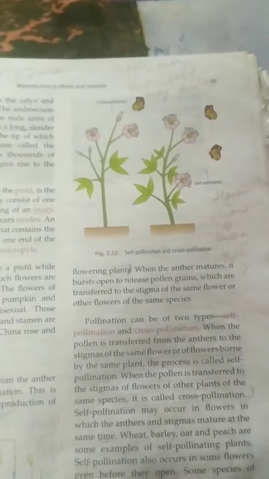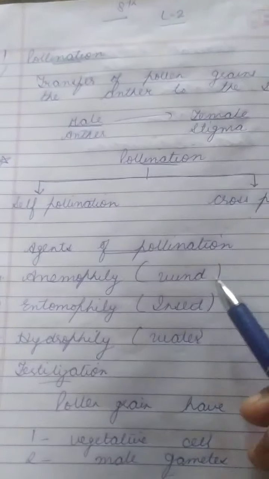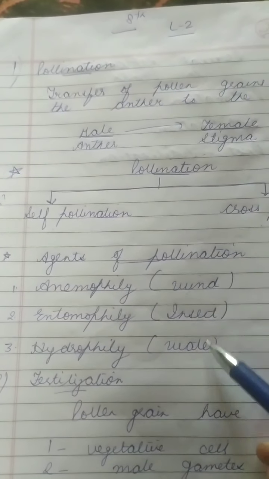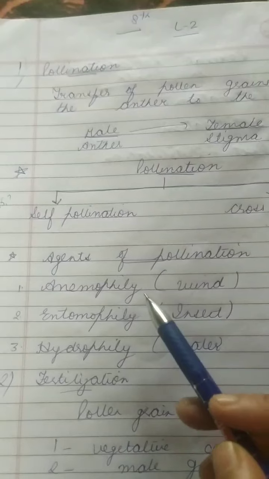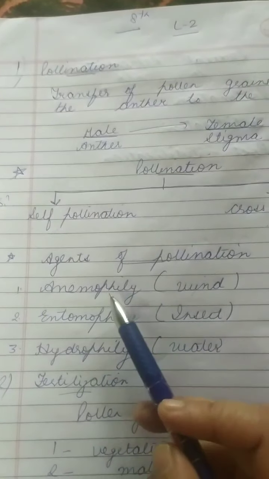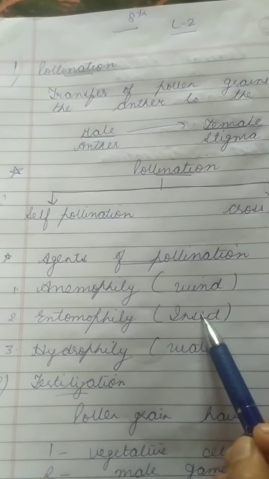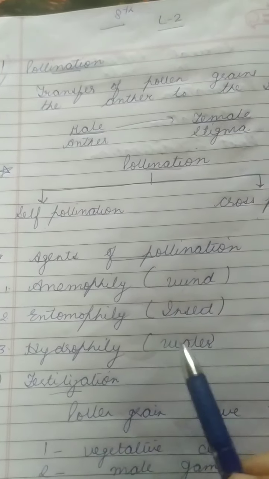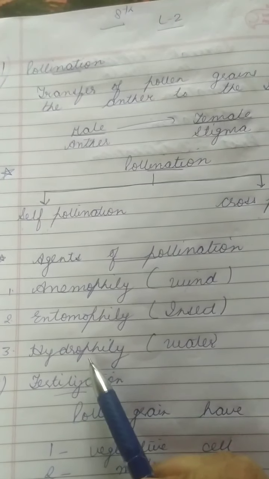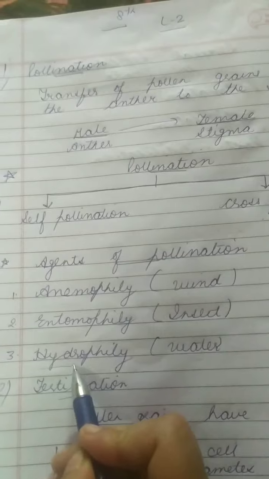Now there are some agents which are responsible for pollination. You have studied already wind, insect and water. Now you have to learn the biological terms. Wind pollination is known as Anemophily, insect pollination is known as Entomophily, and water pollination is known as Hydrophily. Hydro means water. So we will discuss them one by one.